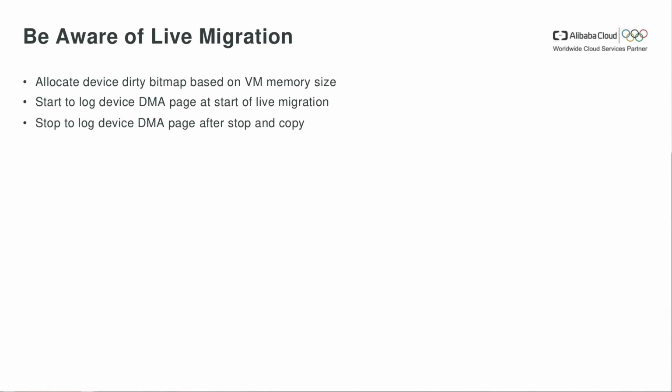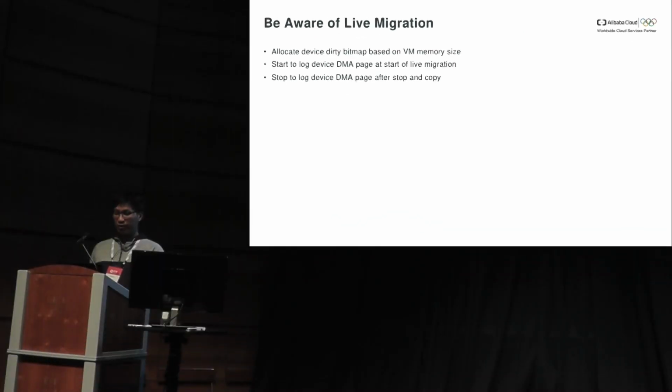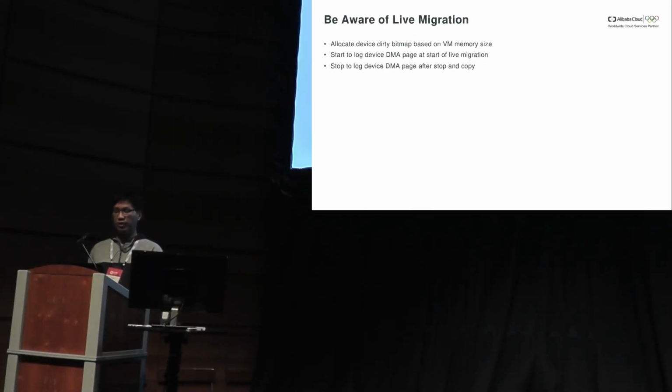First, we should allocate at the start of live migrations. We should start to log dirty, log the device dirty pages as live migration starts, and allocate the device dirty bitmap based on VM size, one page per bit, and stop logging the device DMA pages after stop and copy.